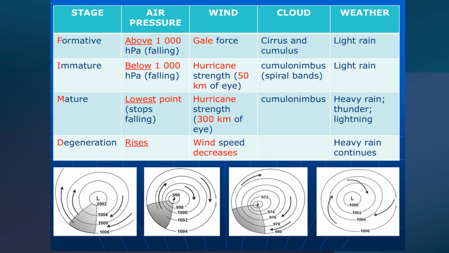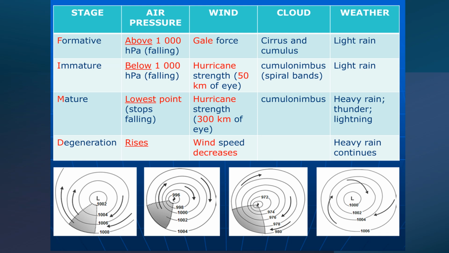In the formative stage, the winds reach gale force. In the immature stage, they reach hurricane strength, and these winds are found 50 kilometers from the eye. In the mature stage, the strength of the winds are still hurricane, however they extend 300 kilometers from the eye. In the degeneration stage, the wind speed decreases. So in terms of the wind: gale force, hurricane strength, and finally the wind speeds begin to decrease.